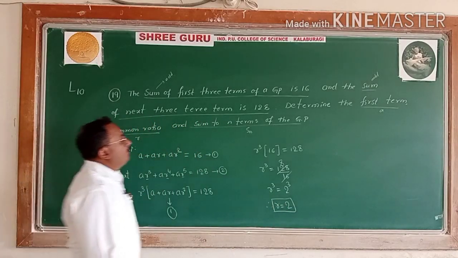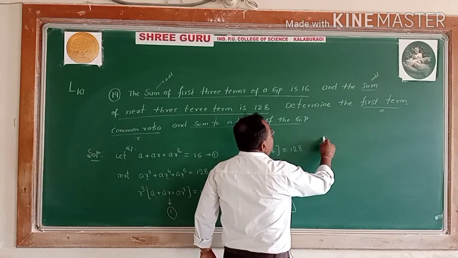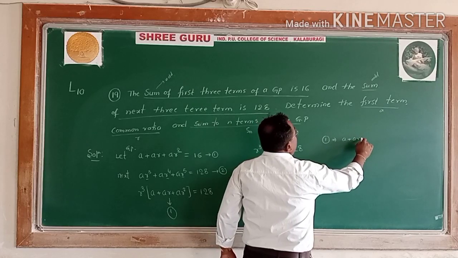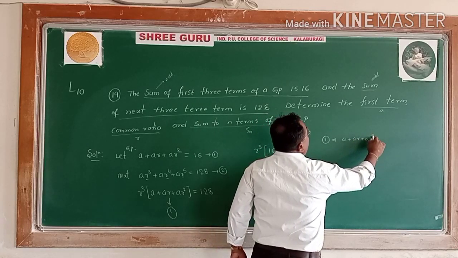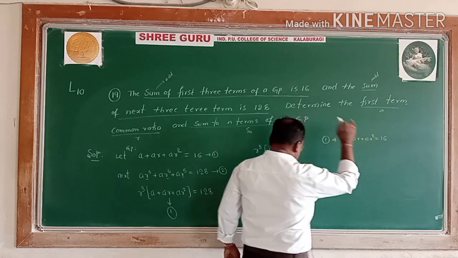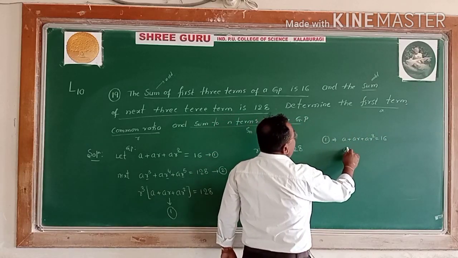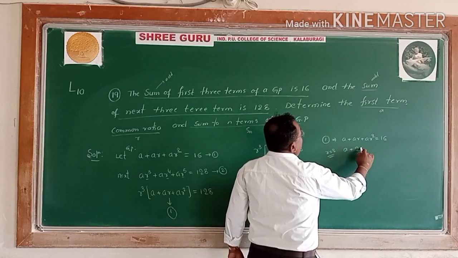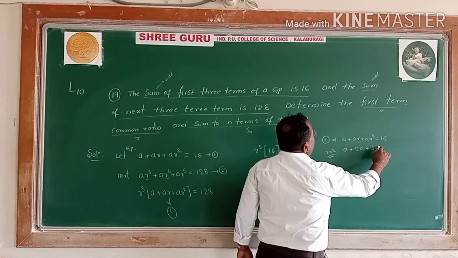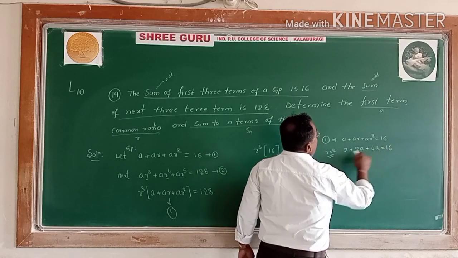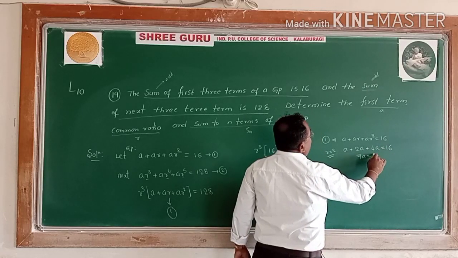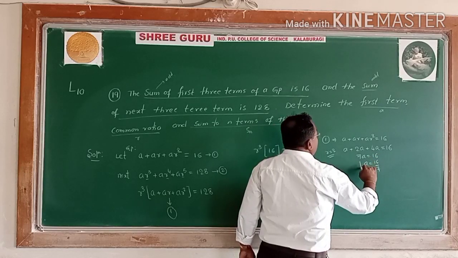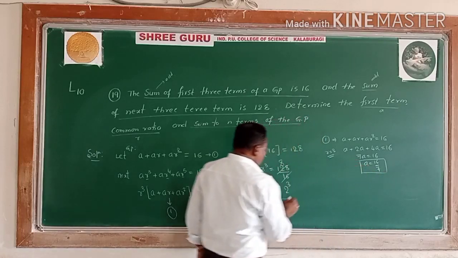Next, A find out. Equation number 1 implies A plus AR plus AR square is equal to 16. Substitute R value. Here A as it is plus, R is equal to 2 take, 2A plus 4A is equal to 16. Total how many A's? 7A is equal to 16. A value 16 by 7. Yes. Next A is over, R is over.